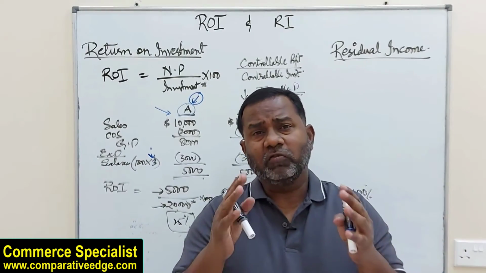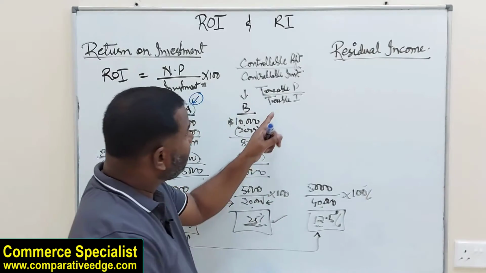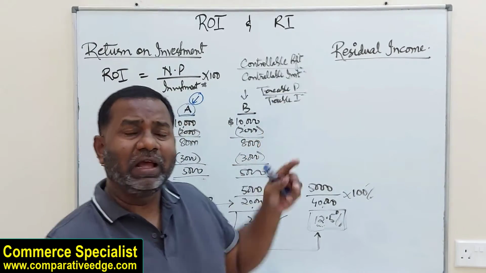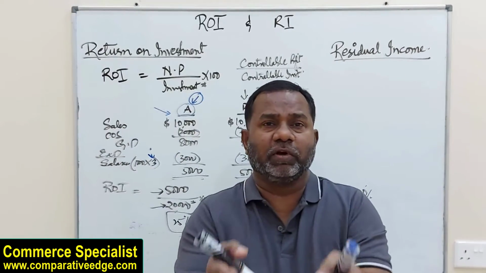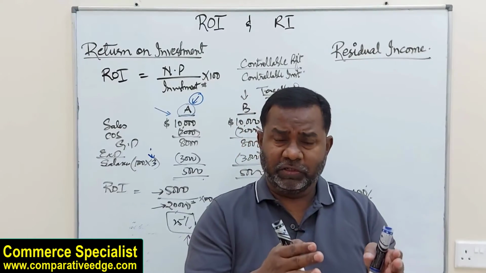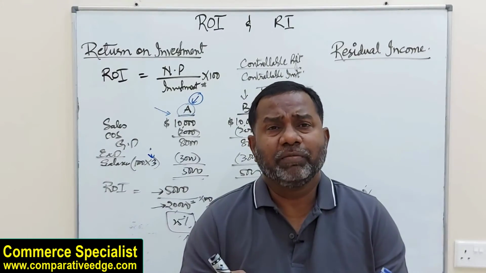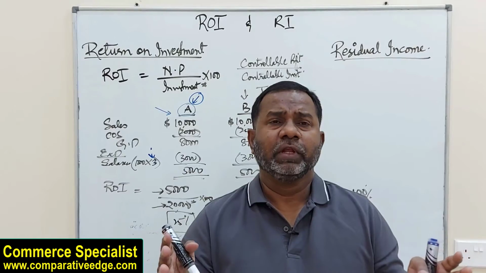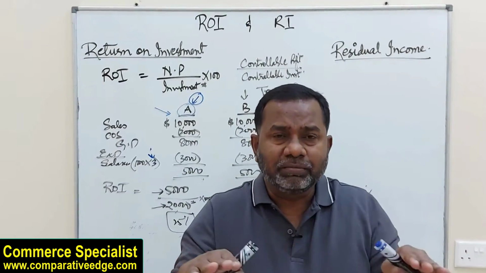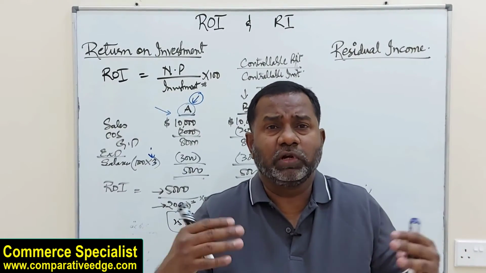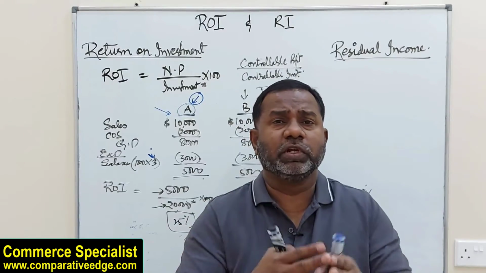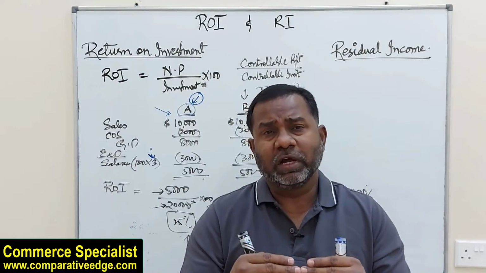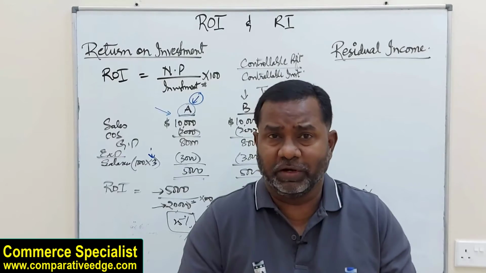So when we say traceable, we are talking about traceable investment or traceable assets. Assets which belong to the department. Profit, which is departmental profit. Sometimes what happens, the head office distributes some overheads which belong to head office to the departments. Now these overheads are not the department's own overheads.